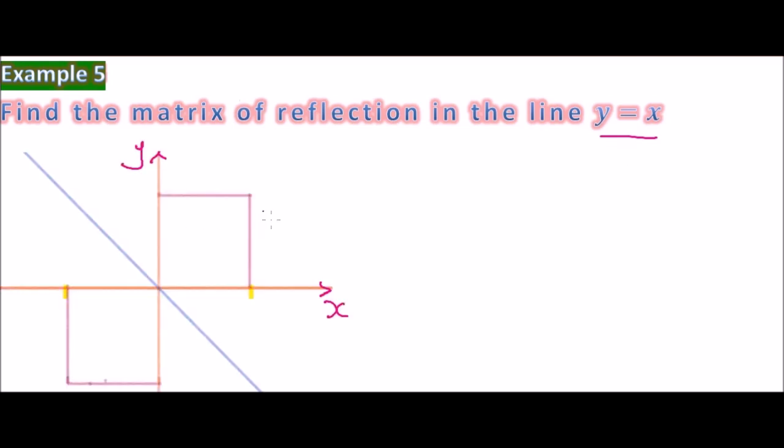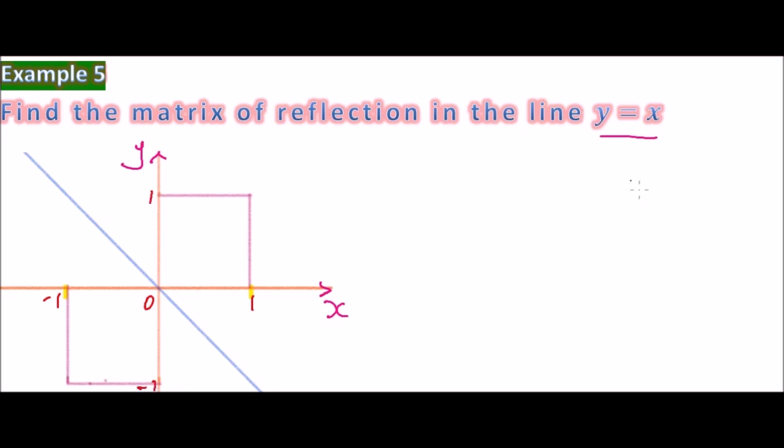In our last example, find the matrix of reflection in the line y equals x. So the line y equals x. We can make a sketch of that so that we determine what is the matrix of transformation. This is a sketch that I have. This we can label as 1. This is minus 1. This is 0. This is 1. And this is minus 1.